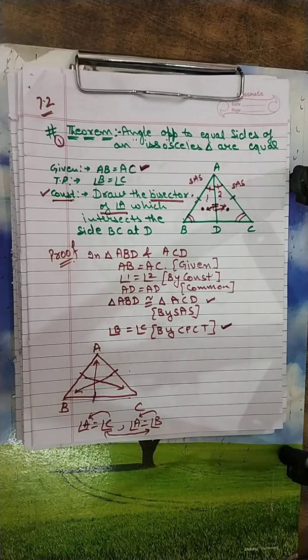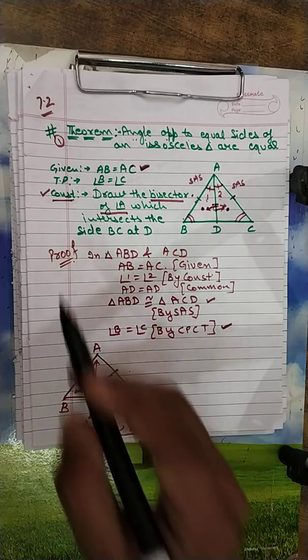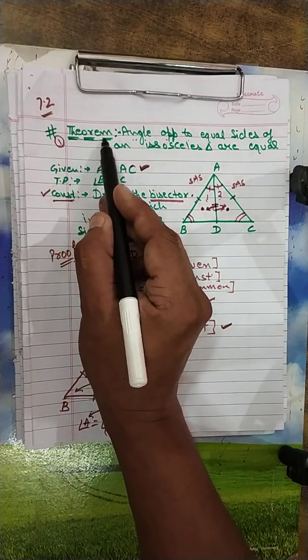Now the main question is how to prove the theorem. Suppose the theorem comes in the exam as a "state and prove" question: State and prove that angles opposite to equal sides of an isosceles triangle are equal. What is the meaning of state? Stating means first of all you have to write the theorem.